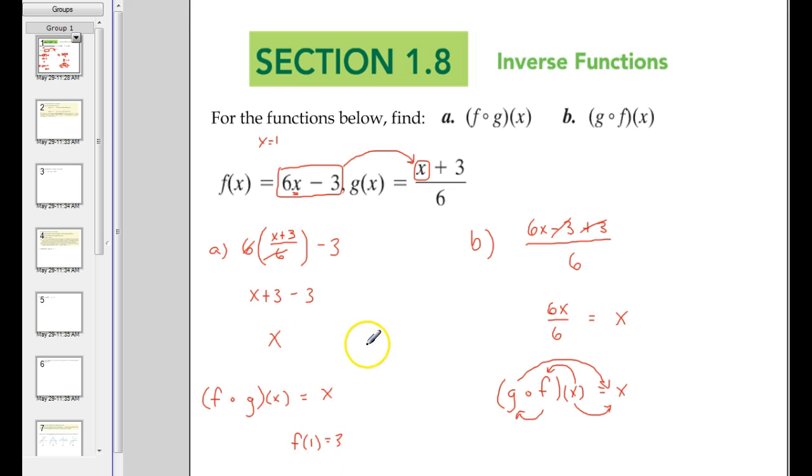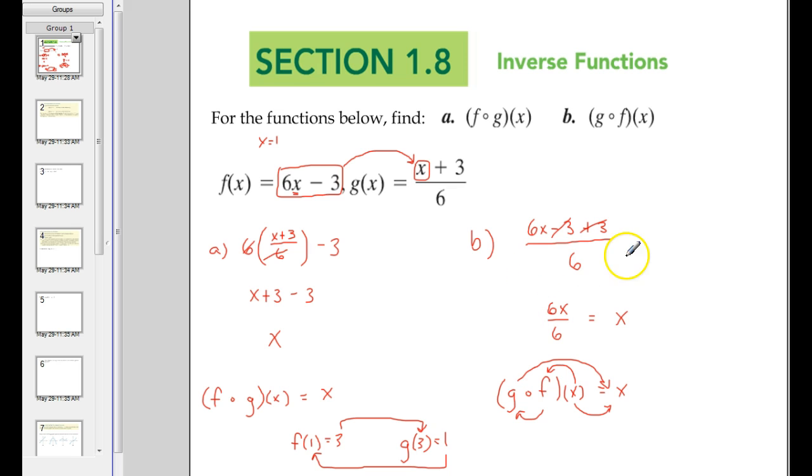Now take 3 and put it in where g is. So I plug in 3, the output of f, into the g function, and I get 3 plus 3 is 6. 6 divided by 6 is 1. I get right back to what I originally put into f.